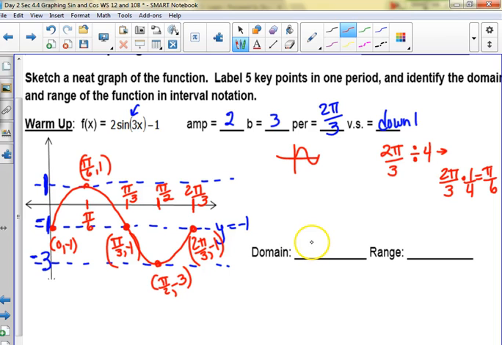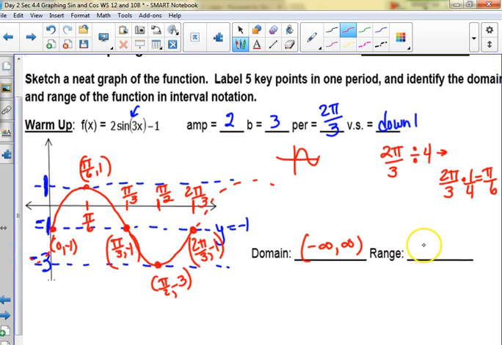Domain and range. Don't put down that the domain is 0 to 2 pi over 3, okay? We only drew that much, but remember this graph does go on, okay? So the domain is infinity, but the range for this particular one is negative 3 to positive 1, yes? Square brackets, yep. Any questions or concerns about that?